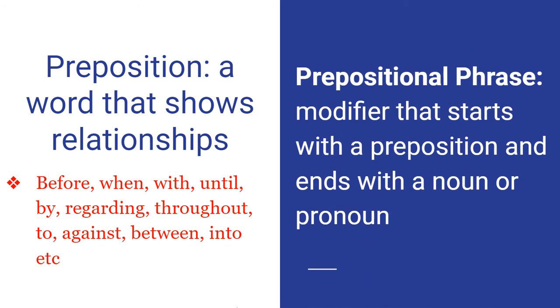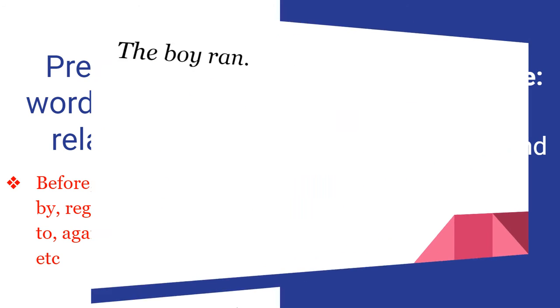A prepositional phrase is a modifier. It's a phrase that will modify something in your writing, and it starts with a preposition and ends with a noun or a pronoun. So when we're writing, we can use prepositional phrases to improve our writing very easily, and we could use them all over the place. And we're going to take a look at that in some of our examples.